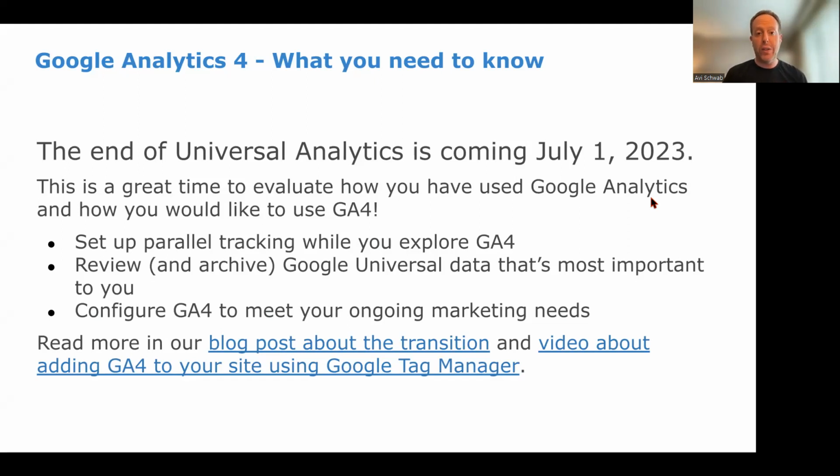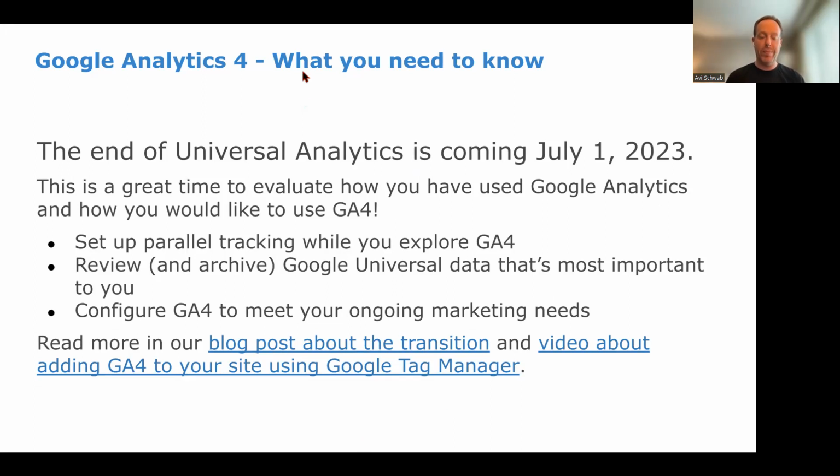There's a thing called parallel tracking. So you can enable parallel tracking so that you can collect data in both Universal Analytics and GA4 while you are configuring the transition. That's important because there's not a direct migration path for your data between Universal and GA4.